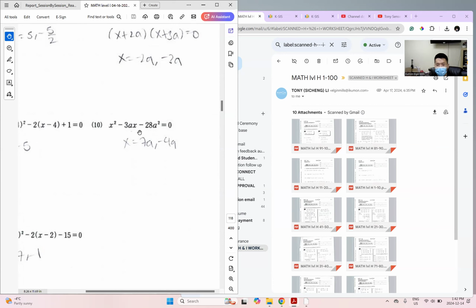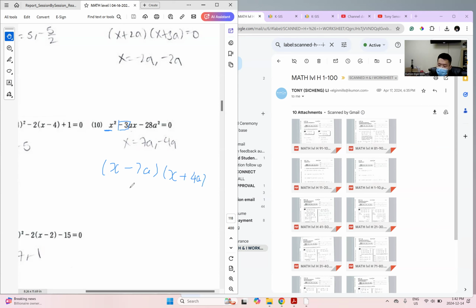x squared minus 3x minus 28. Yeah. Actually, let's do it together. Minus 1, right? So if you can help me, what's the coefficient for x squared now? x minus, x minus, minus 7a. Okay, x minus 7a. Minus 4. No, positive 4a. Is it plus or minus? Plus 4. Why is it plus? Because it was negative 3a. Negative 3a, right?